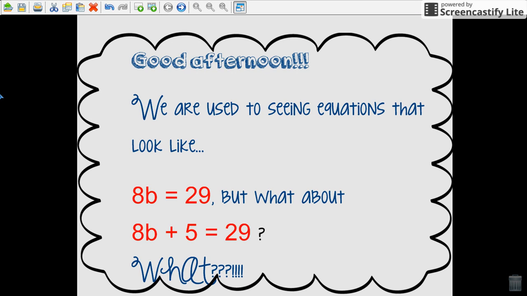I know you're used to equations like 8b equals 29, right? You're probably looking at this saying, all right, Mrs. Kohlhaus, I know how to do that. I've got this. So let's just talk about the main things in here, just to review.